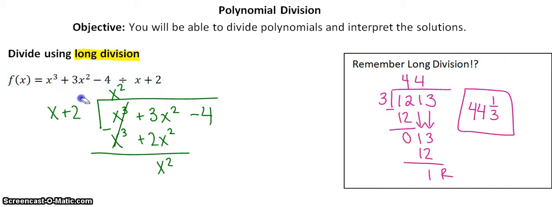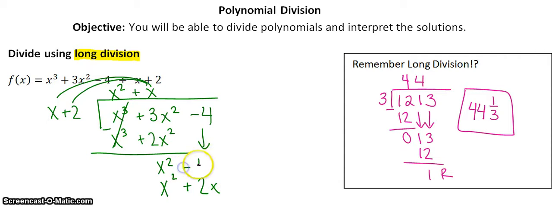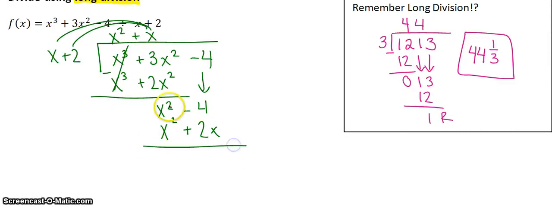Continuing on, I want to repeat the process. So how many times does x plus 2 go into x squared? Or how many times does x go into x squared, which we'd have to multiply it by positive x. Distribute this out. x times x gives me x squared. x times 2 gives me 2x. Okay, I want to bring that negative 4 down, so I have something to combine with. Now if I go ahead and subtract, these will cancel out, but notice I can't combine these like terms.